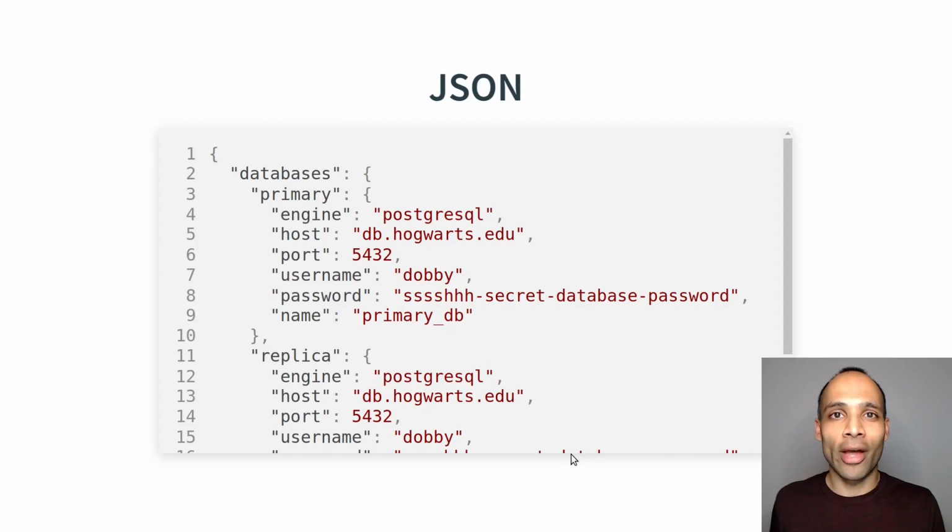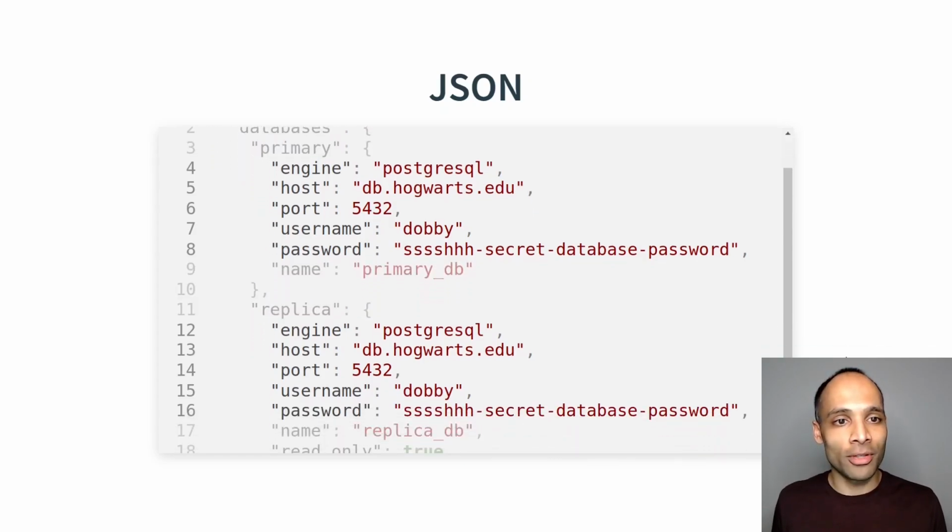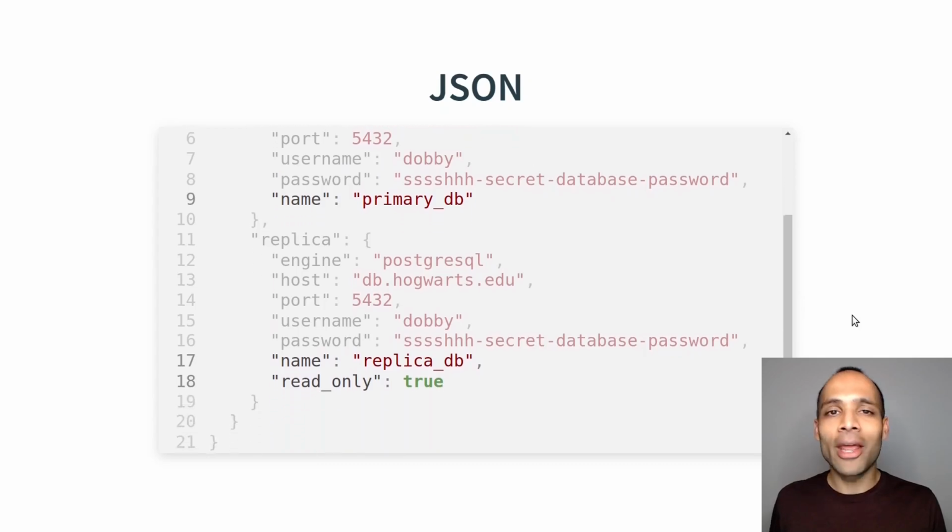Here's another example of how this anchoring and aliasing in YAML might be helpful. A new config file is here. We have some information about databases. We have a primary database and then some replica databases to handle high traffic to our web app. You'll notice that both of these databases have nearly identical settings. The engine host, port, username, and password are exactly the same. It's only the name of the databases and whether the database has a read-only attribute that differs.